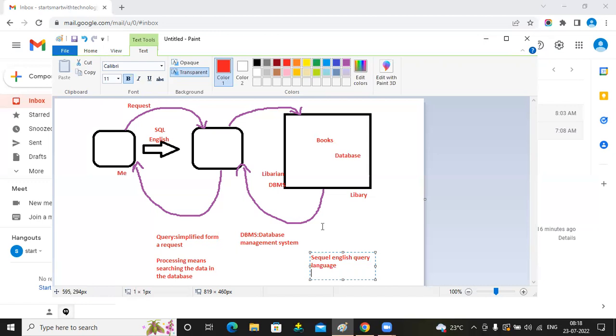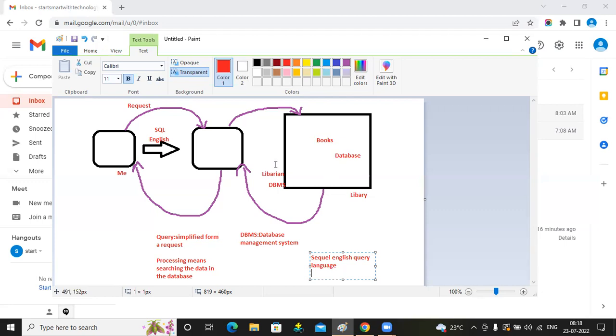By using SQL we write a query, which means a simplified form of a request. In the library example, we are simplifying the English language; here we are simplifying the SQL language. In the same way, it's a very easy concept, and I hope you understand this concept.